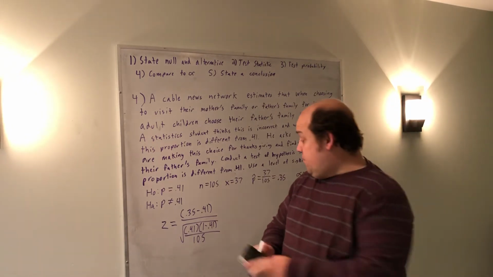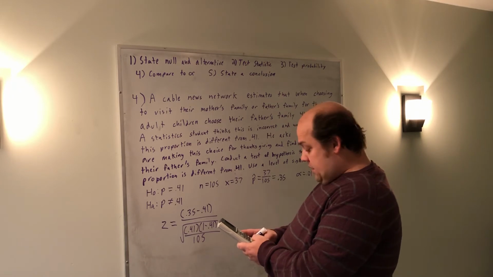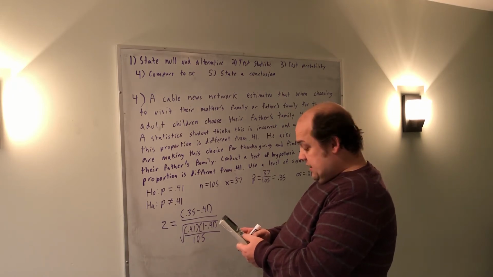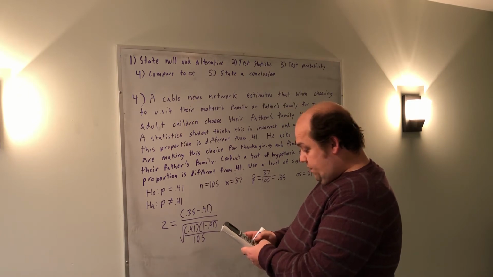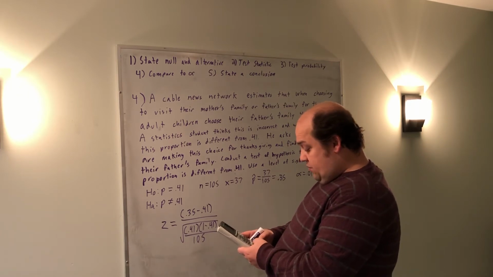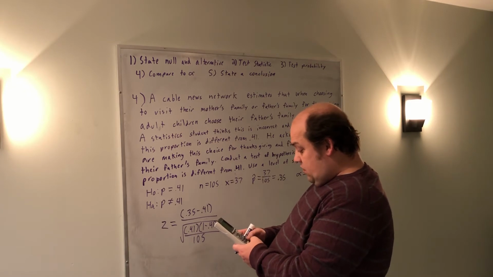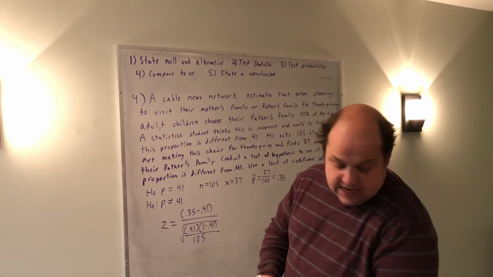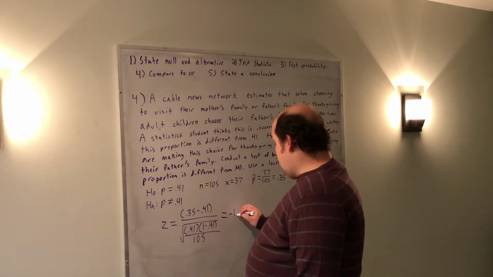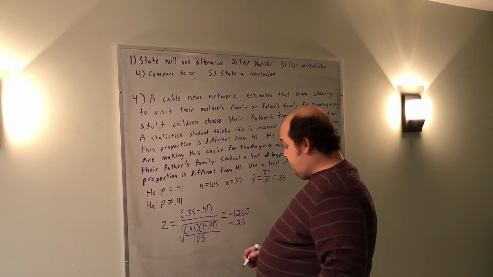Again, I have to be careful putting everything in. I'm going to put it in as parentheses, 0.35 minus 0.41, parentheses divided by parentheses, the root of, parentheses 0.41, parentheses, parentheses, 1 minus 0.41, parentheses divided by 105, all still under the root, parentheses. When I do that, I get negative 1.250, which is just negative 1.25.